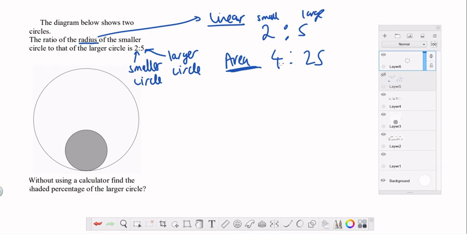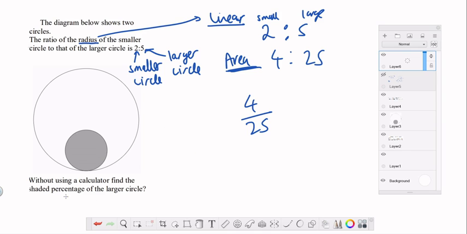So how do we convert that into percentages? Well, it's 4 out of 25, isn't it? 4 representing the area of the smaller circle, 25 representing the larger circle. So 4/25 of this larger circle is occupied by the shaded circle. Only 4/25, right? Nowhere near a half.